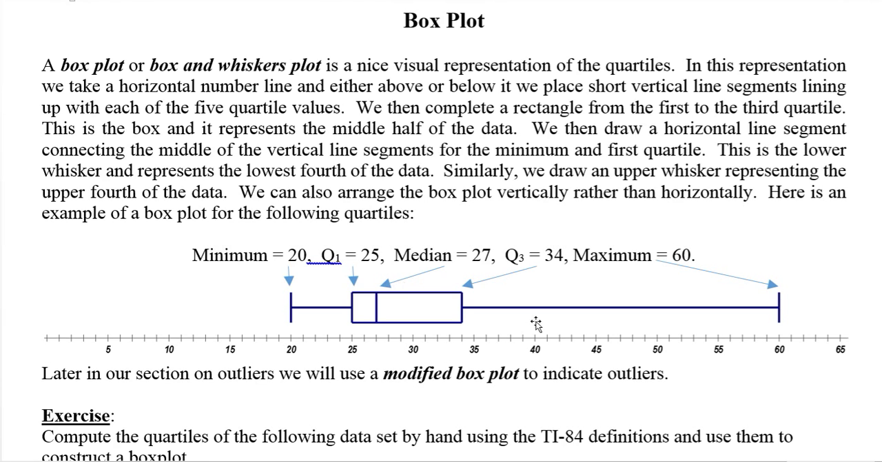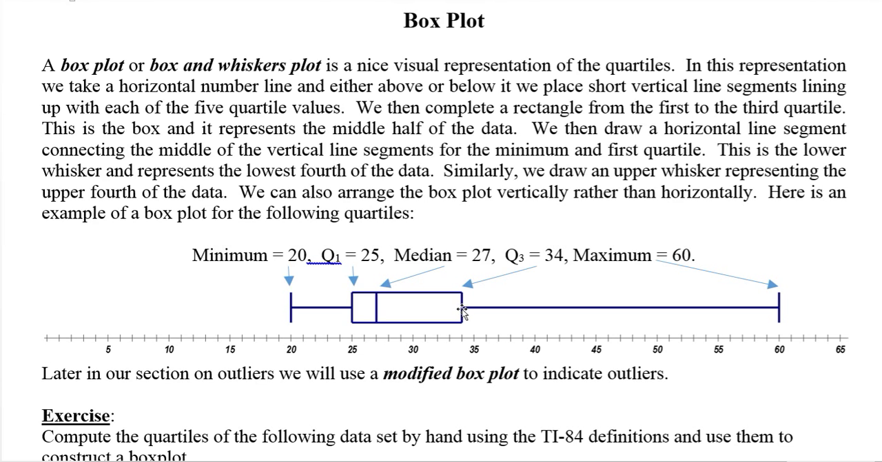And then what you do is you take a number line that is evenly spaced out, and you draw a little vertical line. The way I do it here is to make them all the same length, a vertical line at each of these 5 numbers: one at 20, one at 25, one at 27, one at 34, and one at 60. That's at the minimum, Q1, the median, Q3, and the maximum. And then you draw a little box by closing off the top around the middle half of the data from Q1 up to Q3, and that's called the box.